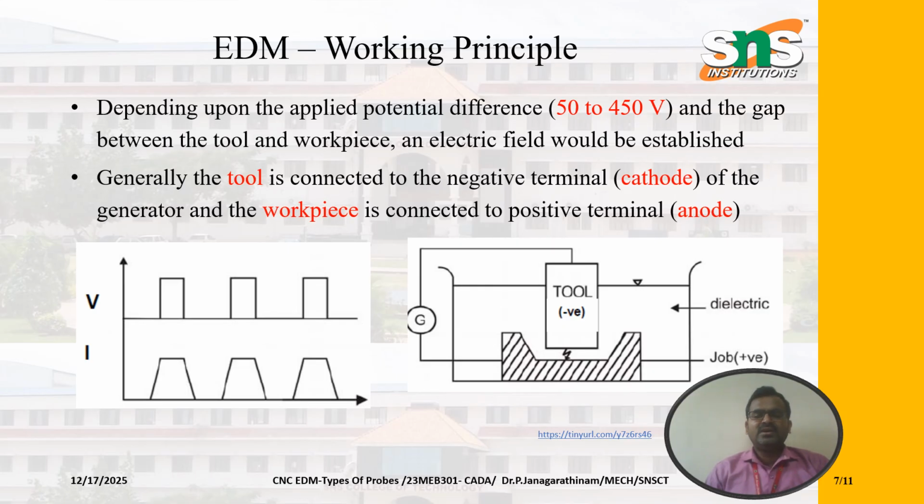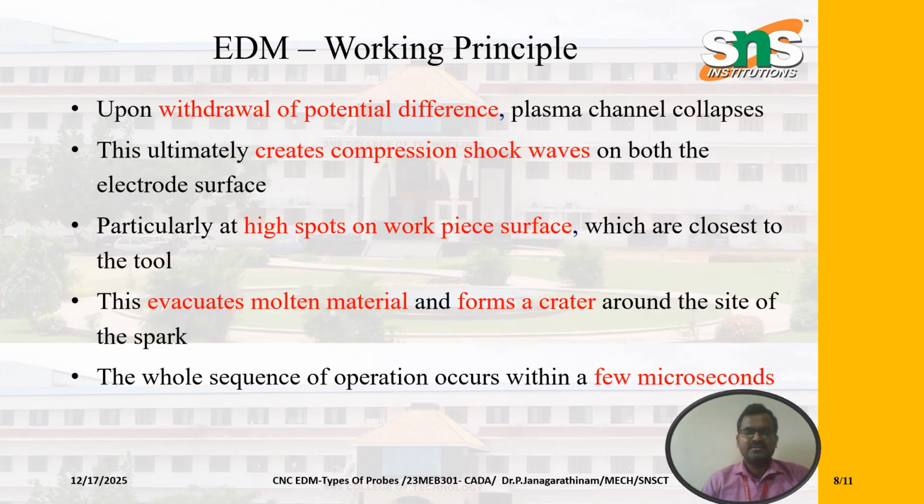Generally the negative terminal is connected to the tool and the positive terminal is connected to the workpiece, since wherever we have to remove material is connected to the positive terminal. With the level of the potential difference, the plasma channel collapses and creates compression shock waves at the spot on the workpiece surface. These are some of the working principles.